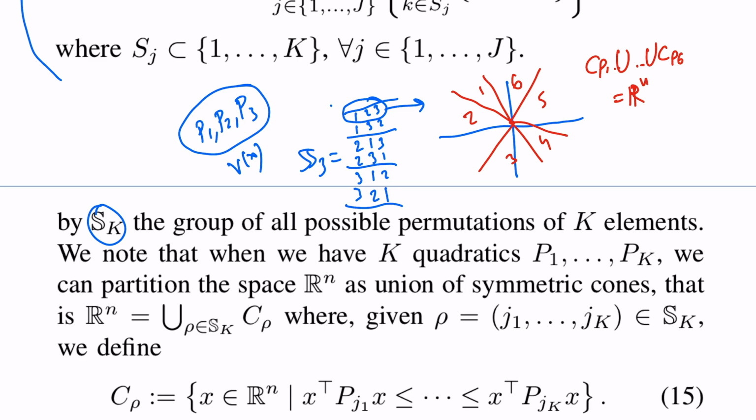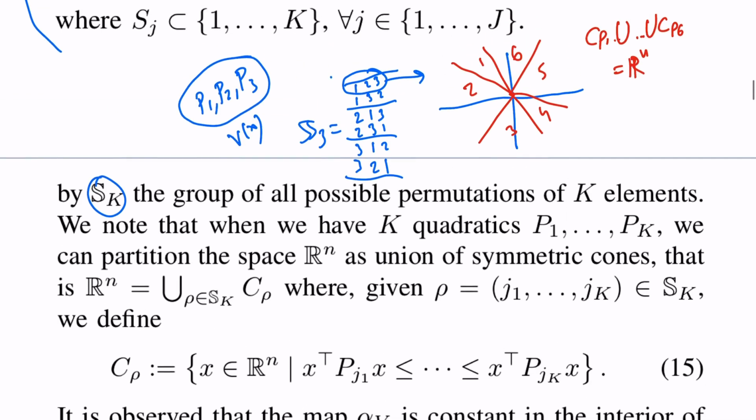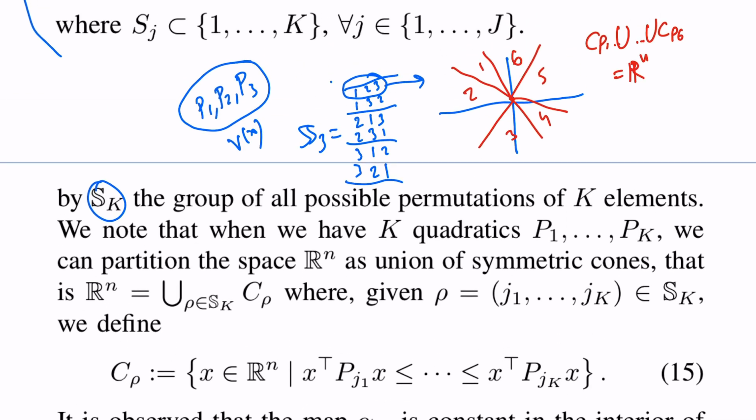In addition to that, there is another point to highlight, but I will be highlighting that later. We can partition the state space Rn as a union of symmetric cones. All right, so when we say rho, for example, let's look at 2, 1, 3.